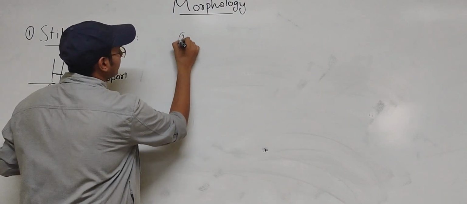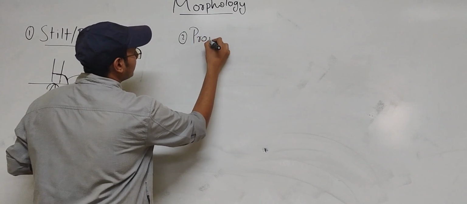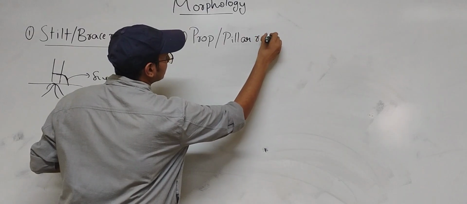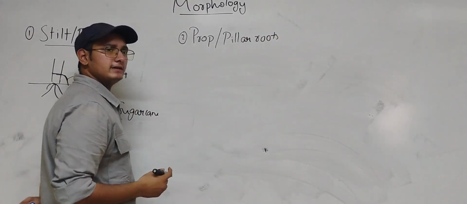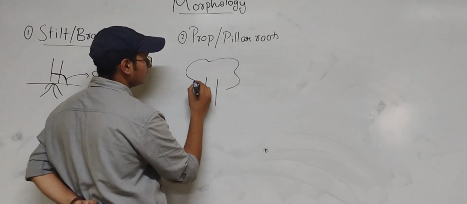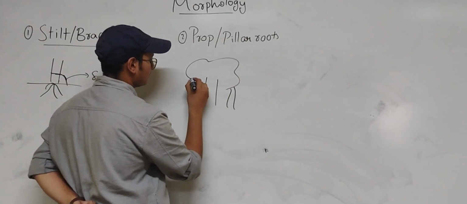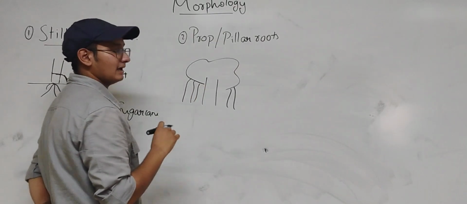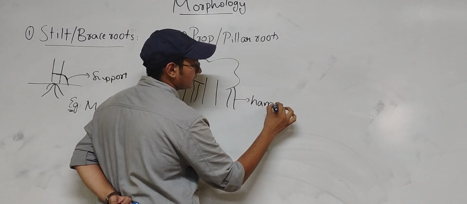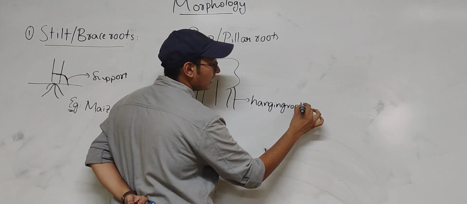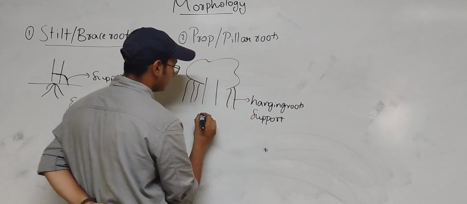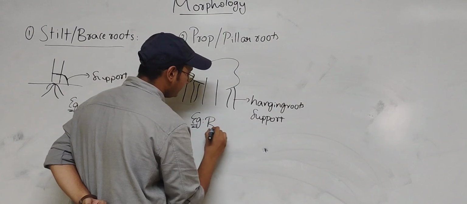And second, prop or pillar roots. I think most of you have seen a banyan tree. How does it look? A big tree with some hanging roots. These are known as hanging roots. These are also helpful in giving support, and we can see them in banyan tree.